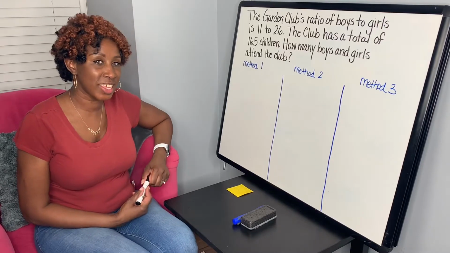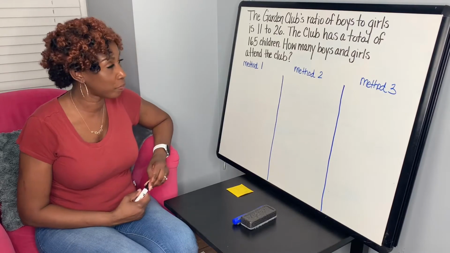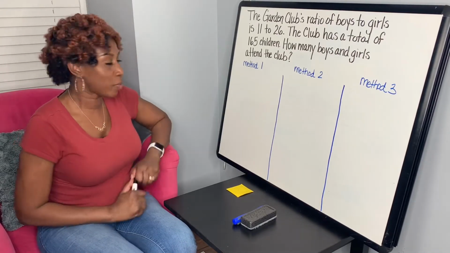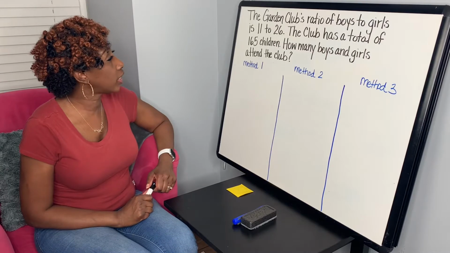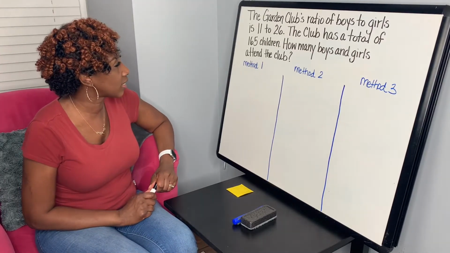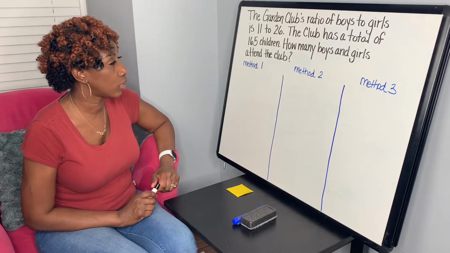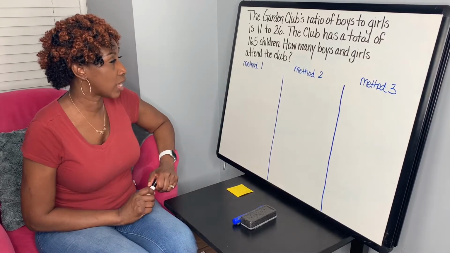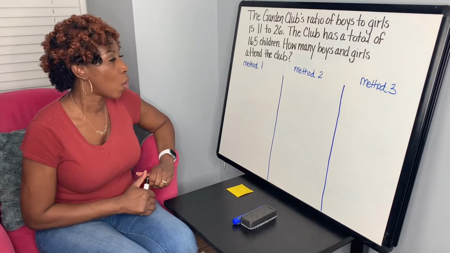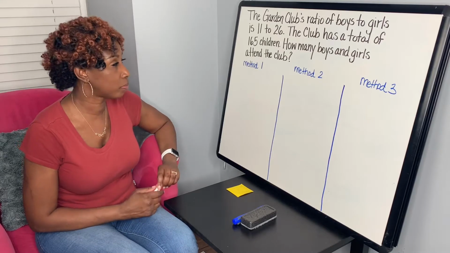Hello, so today's math lesson is going to be on solving a ratio word problem. Let's start with the problem. It says, the garden club's ratio of boys to girls is 11 to 26. The club has a total of 165 children. How many boys and girls attend the club? Today I'm going to show you 3 different ways to solve this problem.